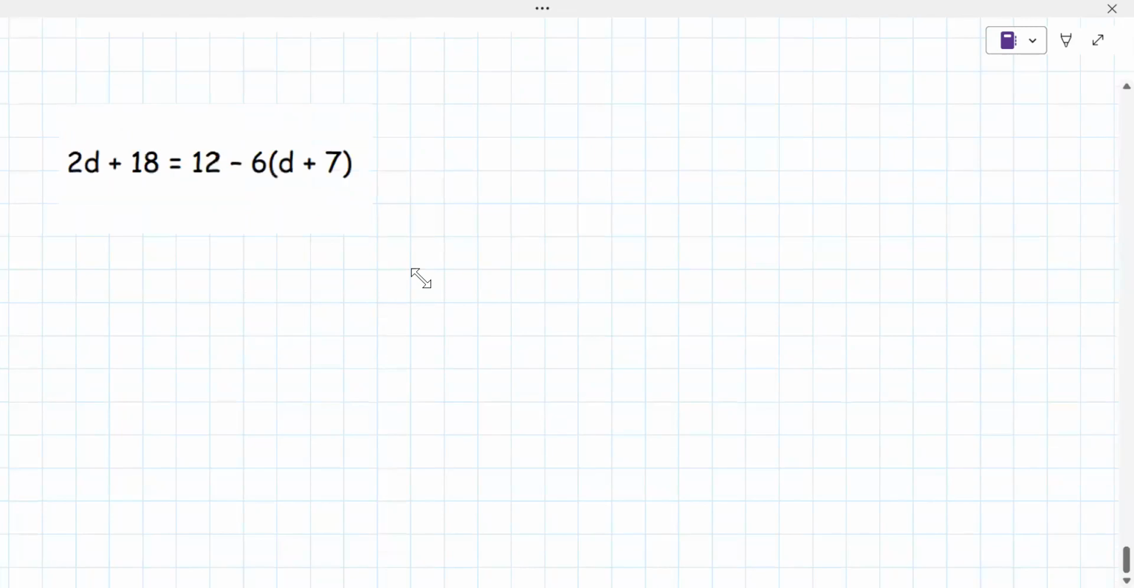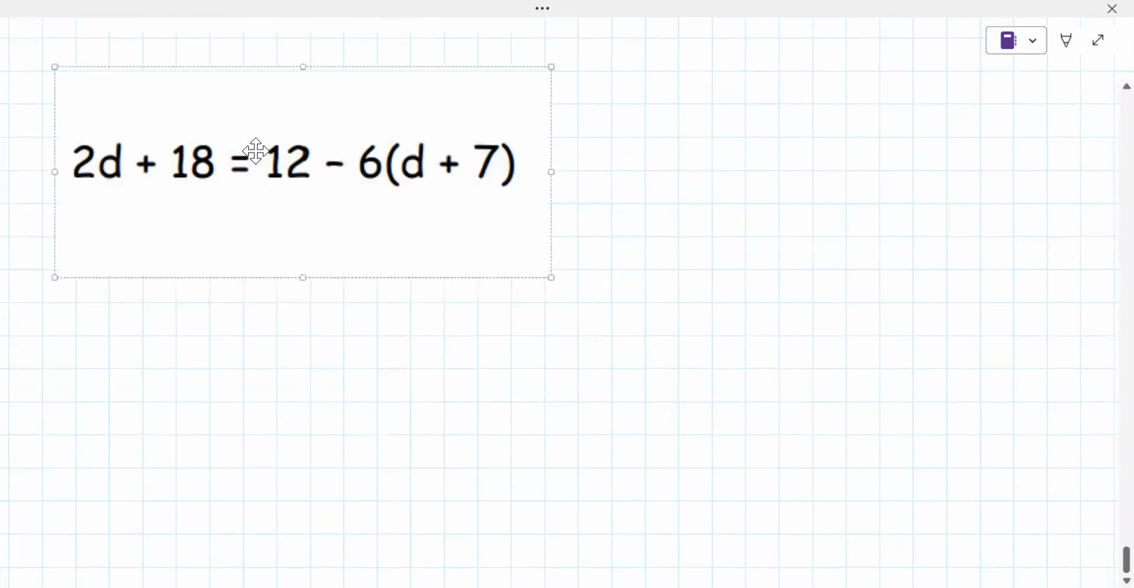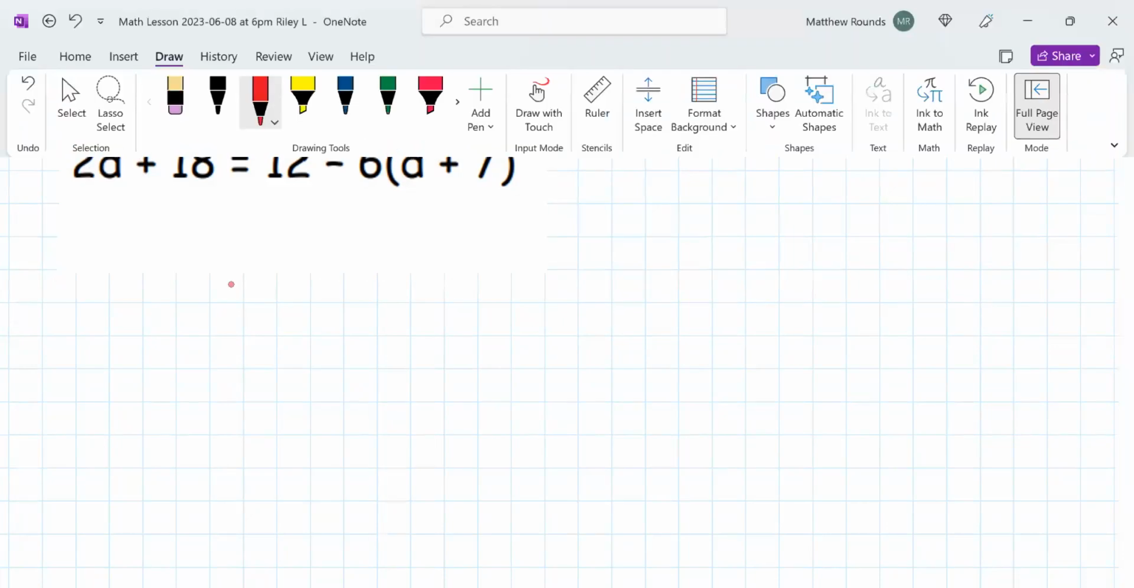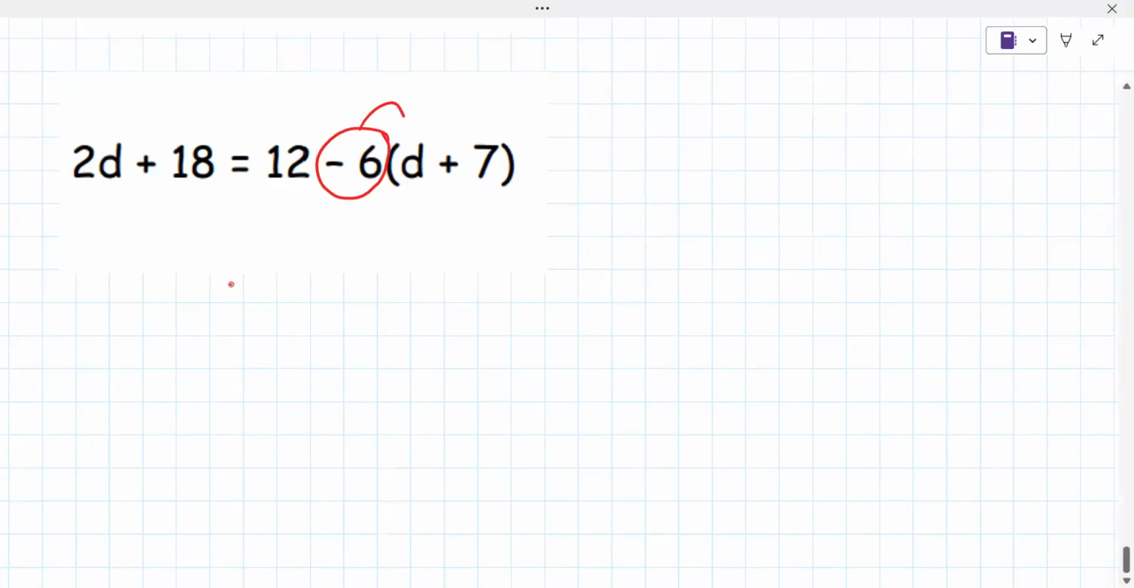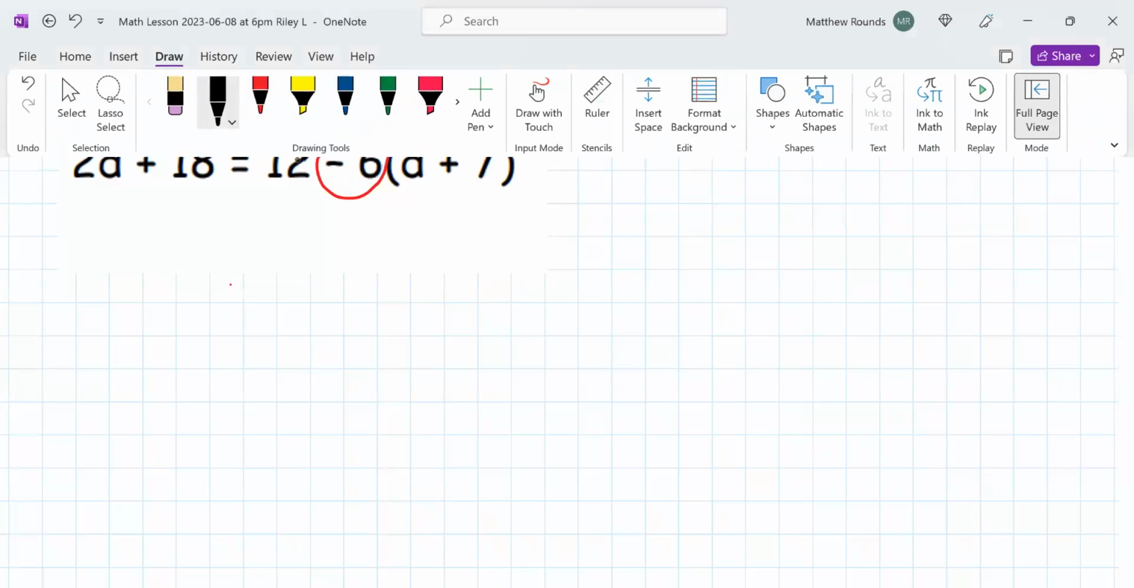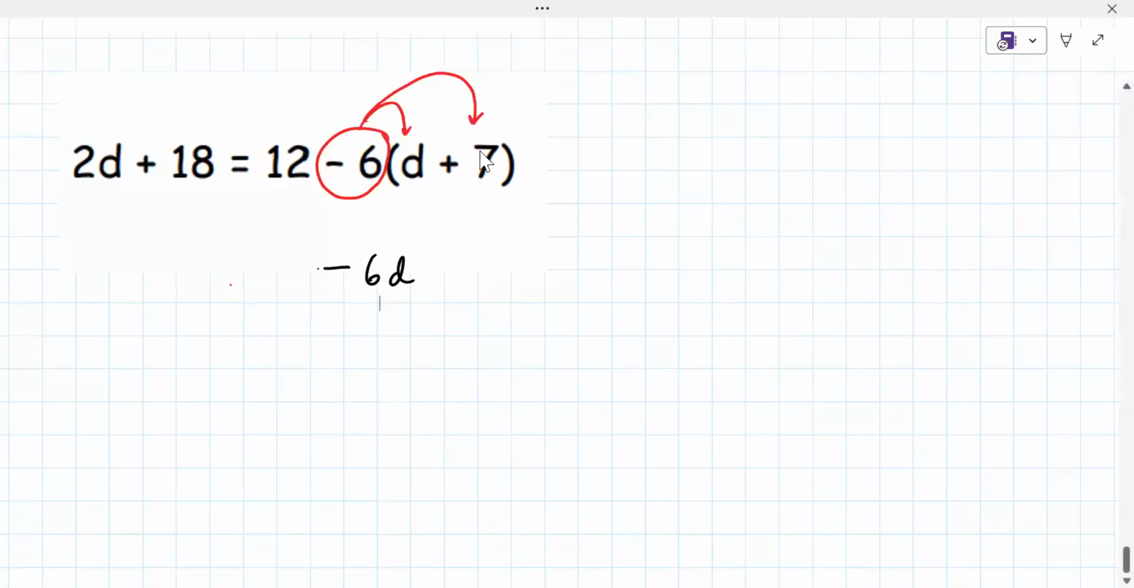So in this problem, you've got a lot going on. 2D plus 18 equals 12 minus 6 times D plus 7. We did this a while back, but when you distribute in, you're actually distributing in the -6 now. So it's -6 times D, -6 times 7, that's minus 42. So you have to be comfortable distributing in negatives as well. Sometimes they're positive, sometimes they're negative. We don't have any way of knowing what you will get.